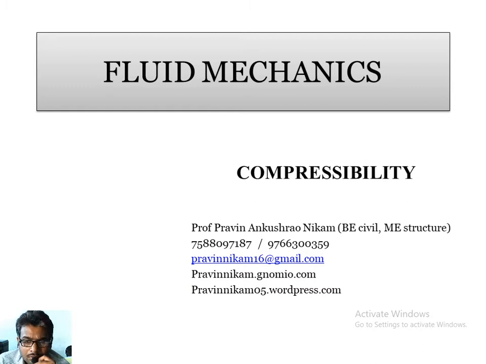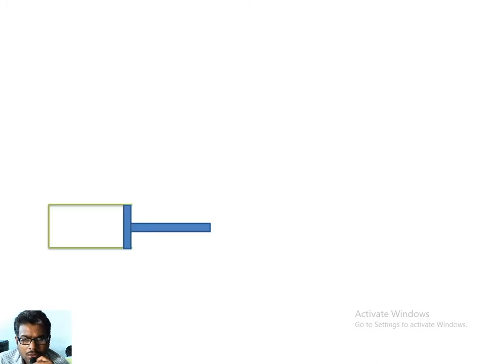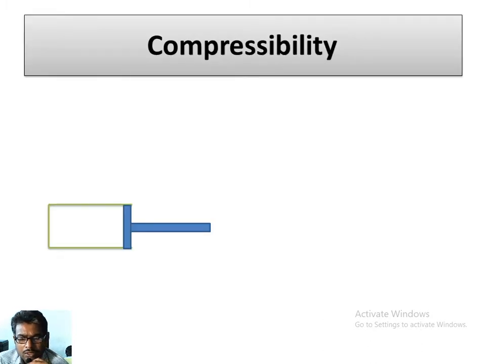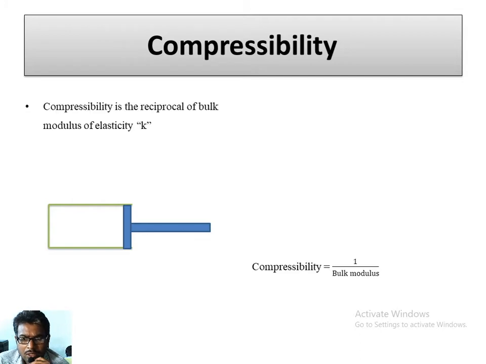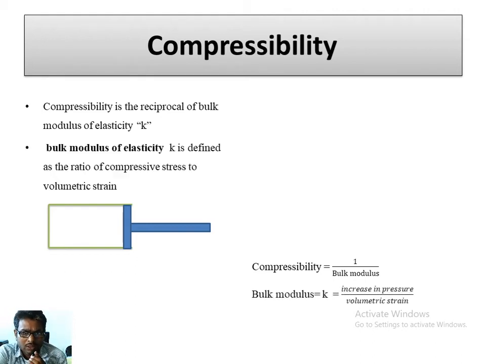Compressibility. Compressibility is nothing but 1 upon bulk modulus, which is indicated by K. Bulk modulus of elasticity is defined as the ratio of compressive stress to volumetric strain.